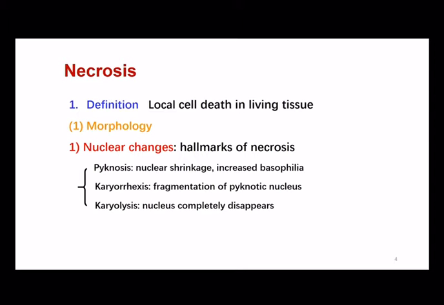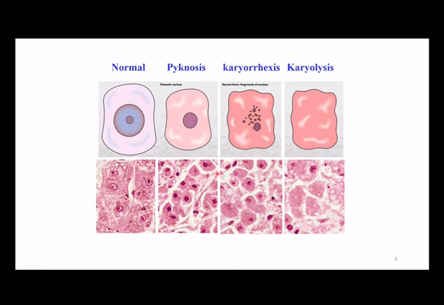The morphology of necrosis includes changes of nuclear, cytoplasm, and interstitial tissue. The most important morphological feature of cell necrosis is in the nucleus. There are three patterns of nuclear change: pycnosis, karyorrhexis, karyolysis. This picture shows us different patterns of nuclear necrosis.